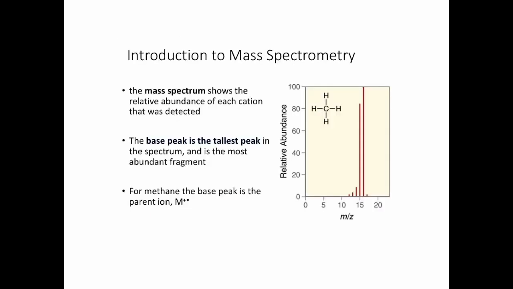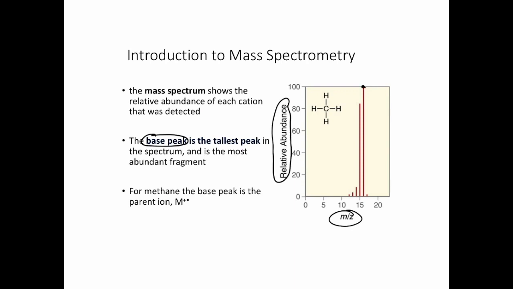In the spectrum that we get, the output from this experiment, we have a graph where on the x-axis is the mass to charge ratio, and on the y-axis we have the relative abundance. This is going to give us a series of peaks for each ion that is detected. There are a couple of terms that we use. One is the base peak. The base peak is defined as the tallest peak in the spectrum. Therefore, it's the most abundant fragment.